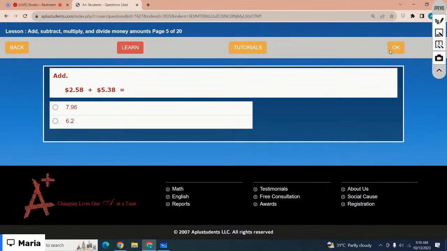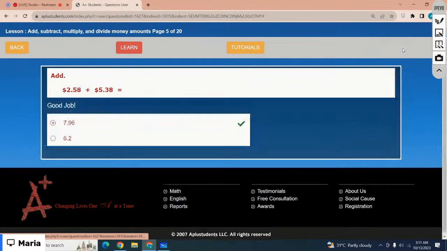Okay, the next one is 2.58 plus 5.38. Which is the correct option? Very good. That would be 7.96. Option number 1 is the correct option.